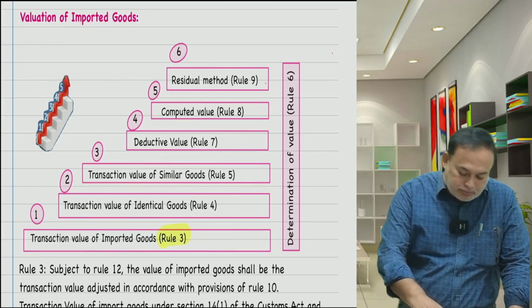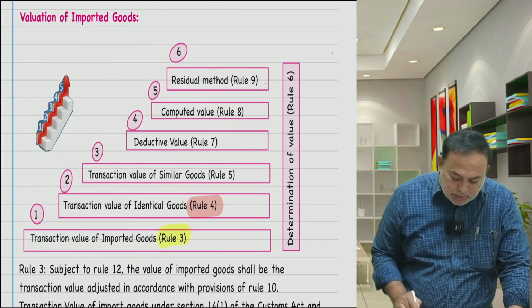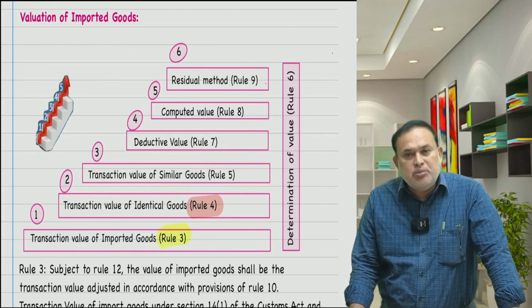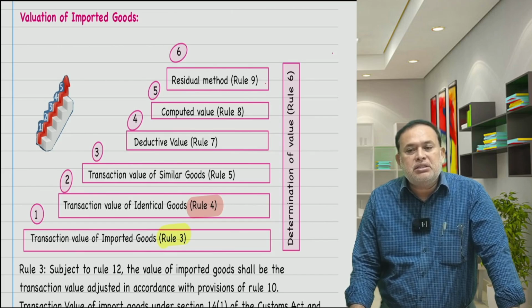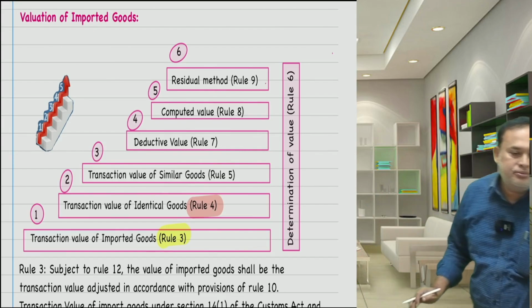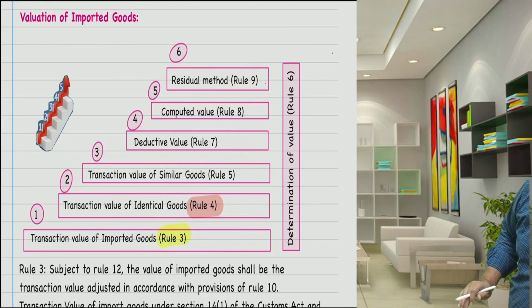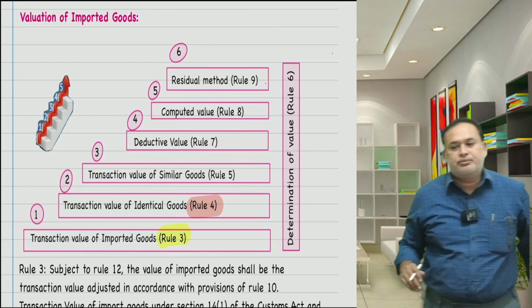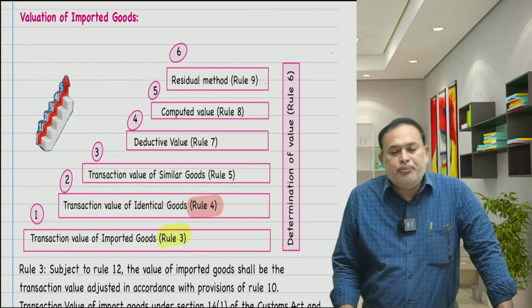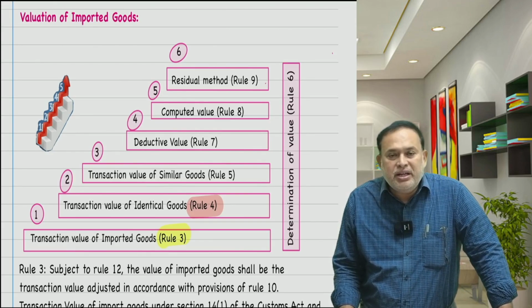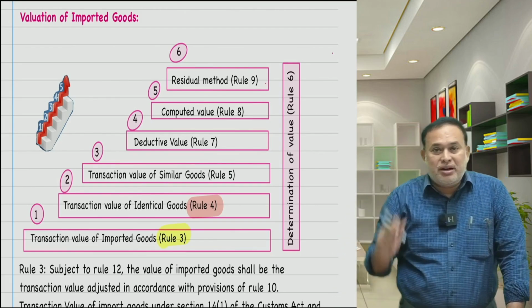Rule number 4 of the valuation rules for imported goods: transaction value of identical goods. That is important to note. Meaning what? Rule number 4, transaction value of identical goods. Whose identical goods are you referring to here? The exporter country, the exporter's identical goods.